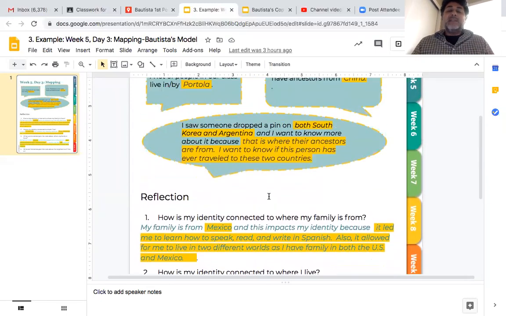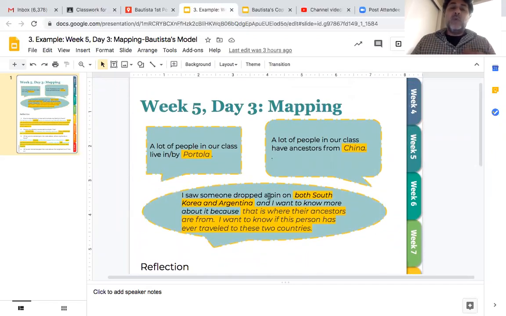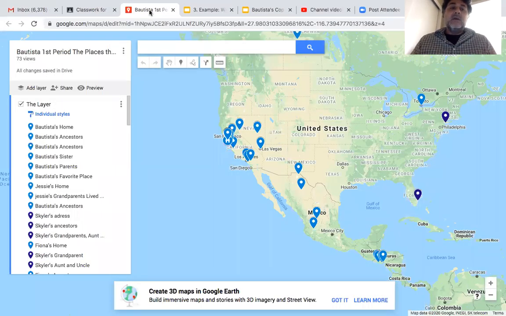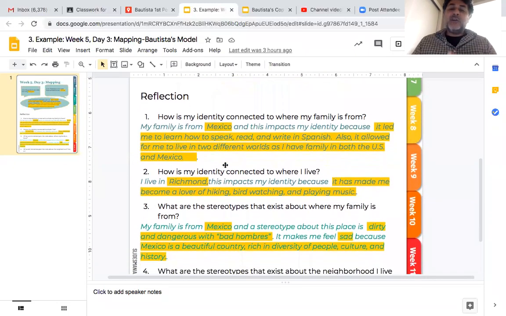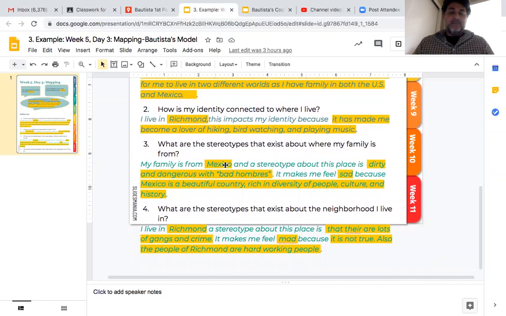My friends, that is how to complete the 3rd slide of week 5, titled Week 5, Day 3, Mapping. The first half requires you to study the map that we worked on, titled The Places That Shape Us. And then the second half are reflection questions where you think about your identity, about where your family is from, and how your identity is connected to the neighborhood you live in. And then finally, stereotypes that exist from where your family is from, and then stereotypes that exist in the neighborhood that you live in.